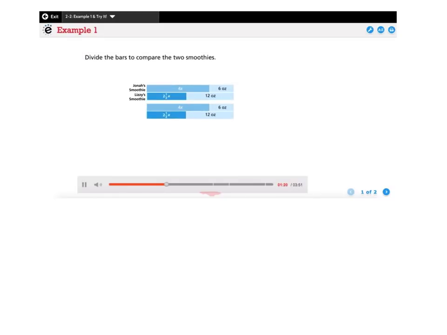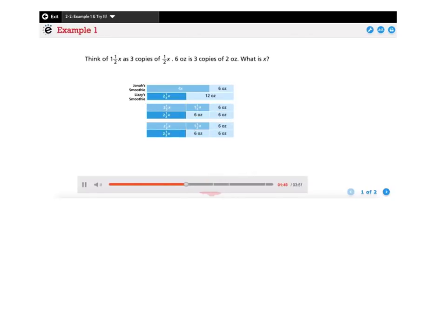We need to divide the bars to compare the two smoothies. The first column represents 2 1/2 x for both of them. The third column represents 6 ounces of juice for both of them. The second column represents the remaining part of each smoothie. For Jonah, that's 1 1/2 x ounces of yogurt. For Lizzie, it's the other 6 ounces of her juice.